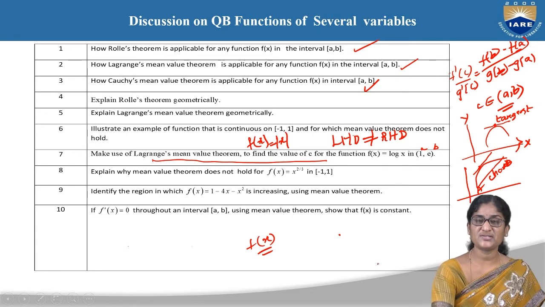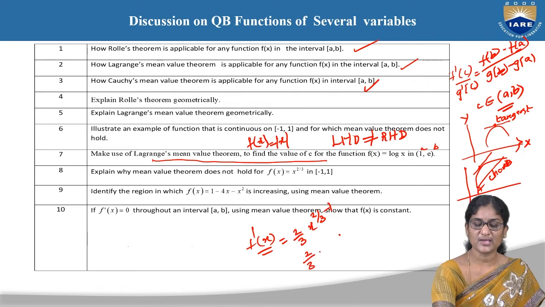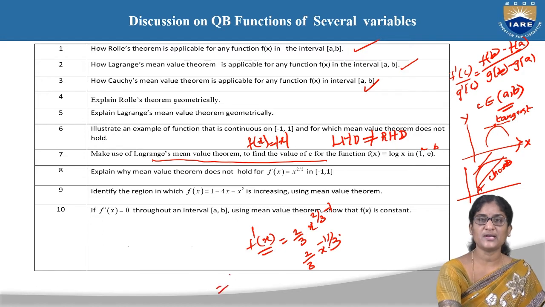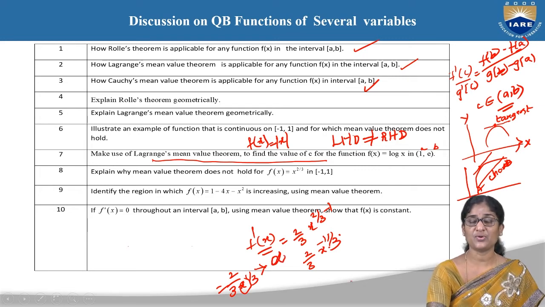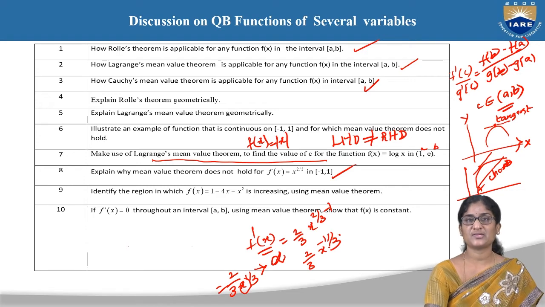But if you go for the differentiation of f of x, then f dash of x will be equal to 2 by 3 x to the power of 2 by 3 minus 1, that is minus 1 by 3. So it comes to the denominator, and it takes the value 2 by 3 x to the power of 1 by 3. So when x is equal to 0, this total function goes to infinity. Therefore at x equal to 0, the function is not differentiable. So you can say that the mean value theorem does not hold for f of x equal to x to the power of 2 by 3.